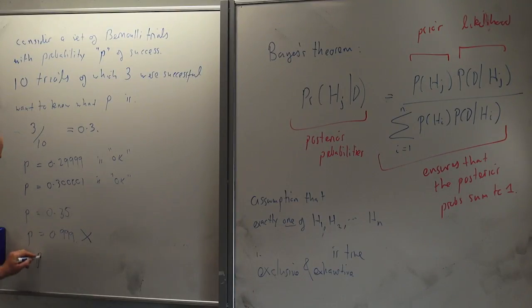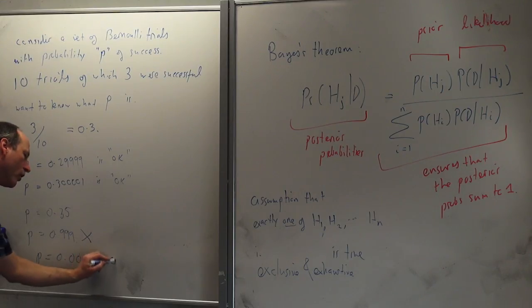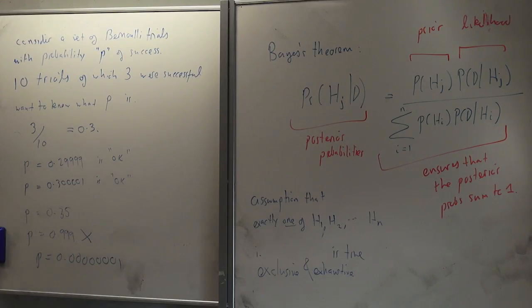What about P equals 0.0000001? Is that 1 in a million? It's 1 in 100 million, that. If that was your probability of success, and you got 3 out of 10, what would you do? Something's wrong here. So that's no.